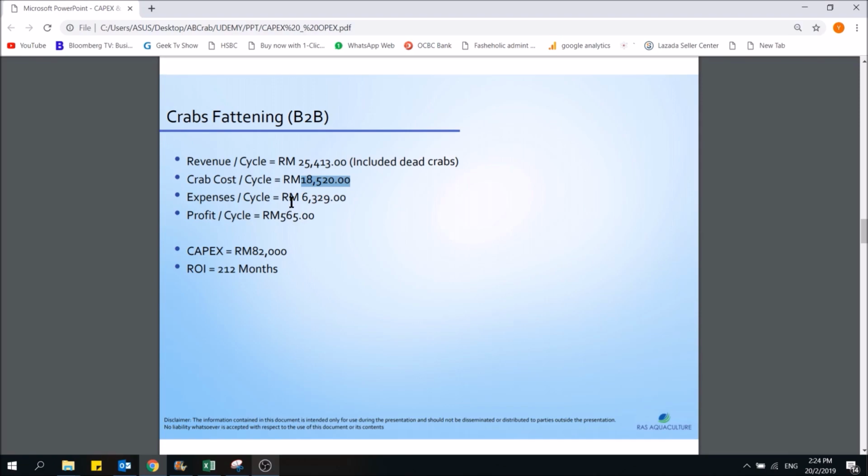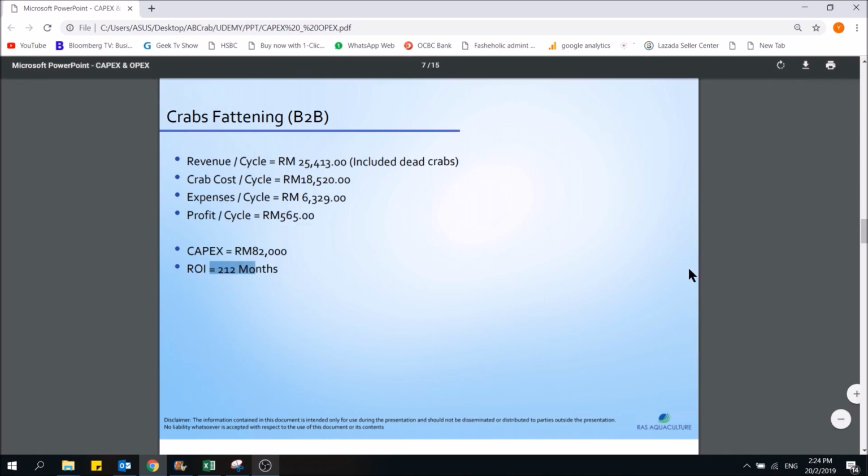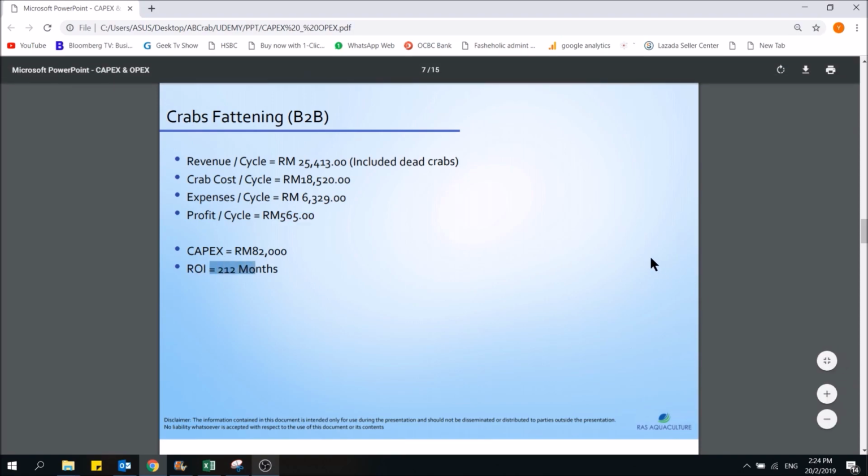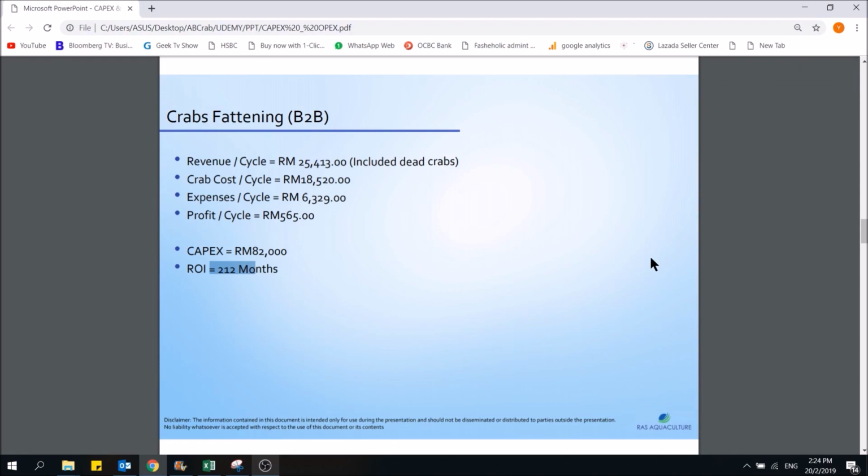So you realize your profit per cycle is only about 500 ringgit per month, which brings us to an ROI of 200 months. As you can see, this is very high. It takes about 10 years to break even on your return on investment. So this is not likely to be viable. So what if I change now?